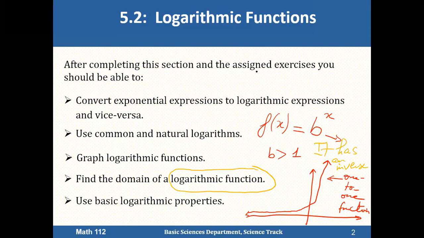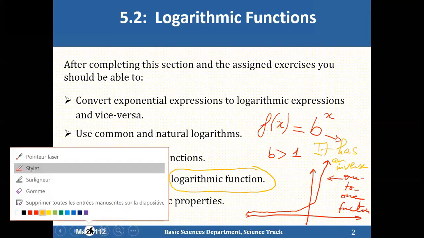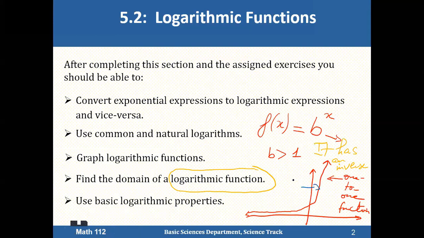Okay? And as we said, for the exponential function we have a fast growth. So the logarithmic function, since it's the inverse, we'll see that its growth will be slower. Okay, slower than the exponential and slower than the linear function.